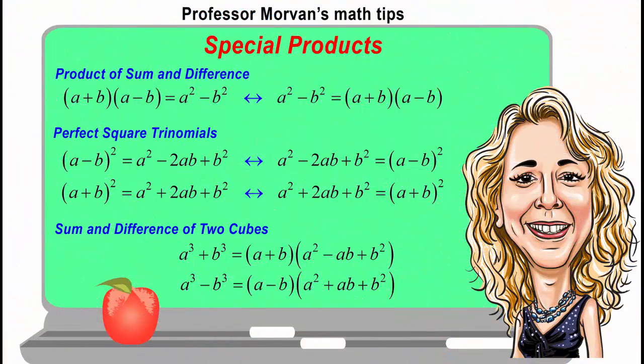In this review, we're going to look at three special products. The first is the product of sum and difference. The second is perfect square trinomials. And the third is the sum and difference of two cubes.